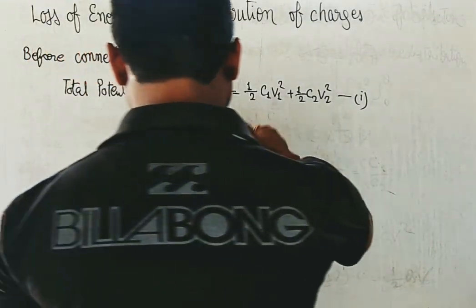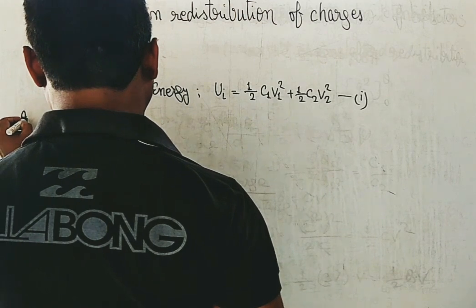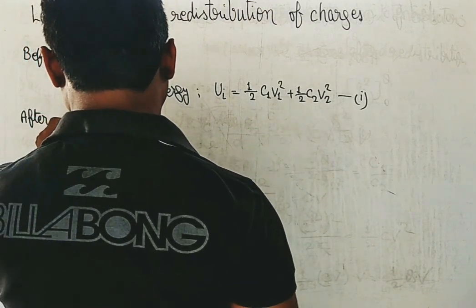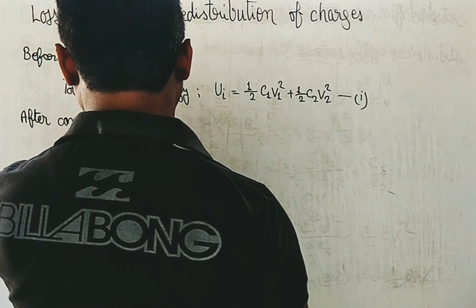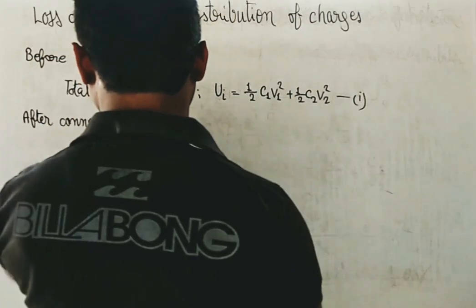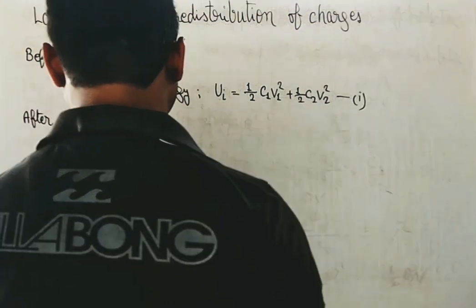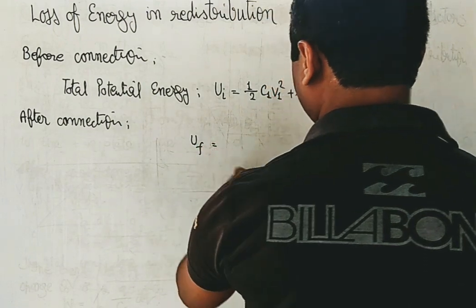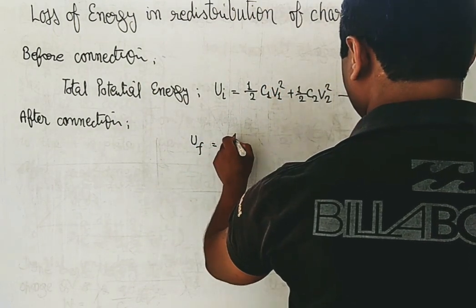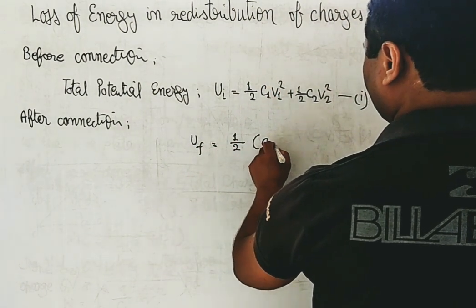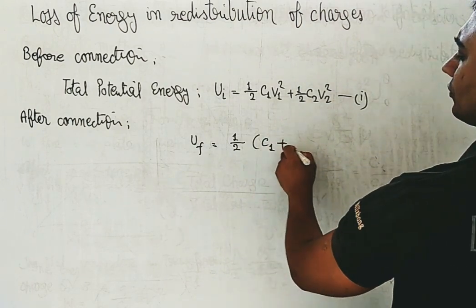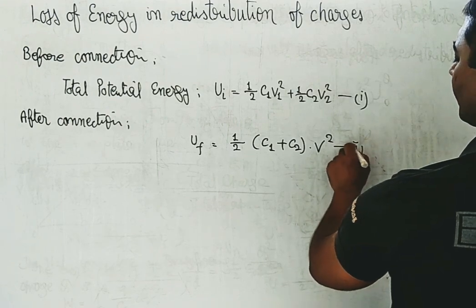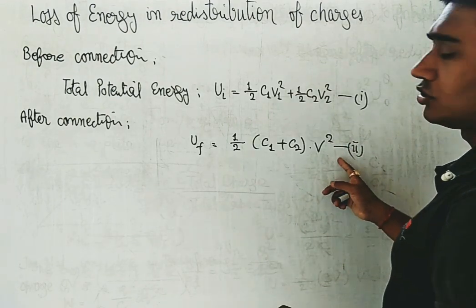Now, similarly we write the energy after connection. After connection, that means when both conductors are now joined through a connecting wire, the total potential energy we again write as UF, the final total energy. It will be half the total capacitance, half C1 plus C2, into the common potential they will be attaining. Let me call this equation number 2.